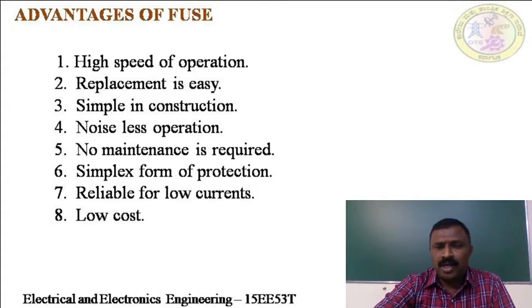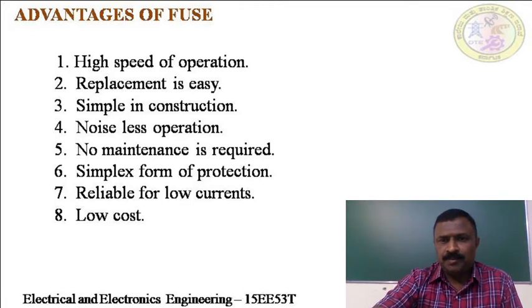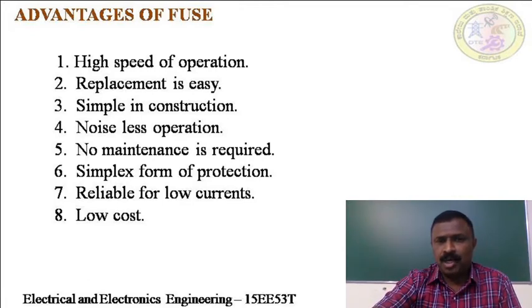Then when it comes to the advantages of fuse. So fuse we are using as a protective element, or this is the simplest form of protection in the power system. So these are all the advantages of fuse. One, there is a high speed of operation. So now we are comparing the fuse with the circuit breaker. The circuit breaker is also a protective element or protective device. So when it comes to the speed of operation, the operating time of fuse is less. So therefore we can call it a high speed of operation.